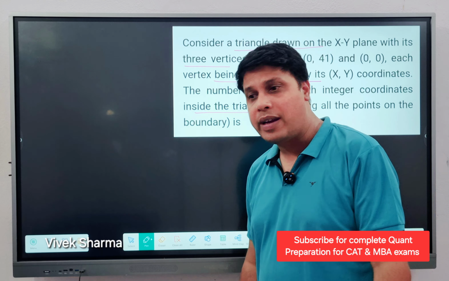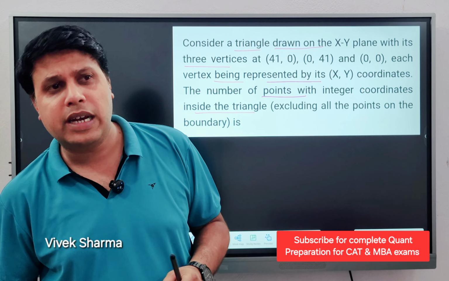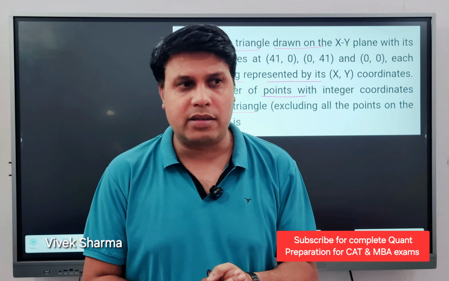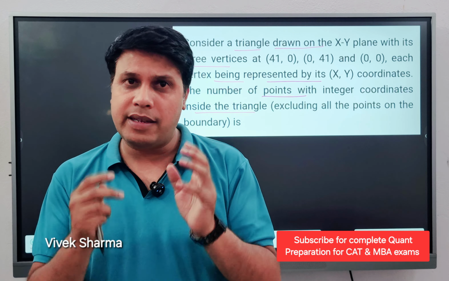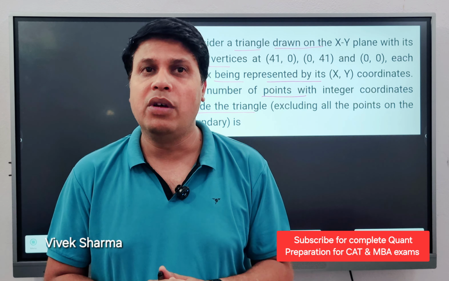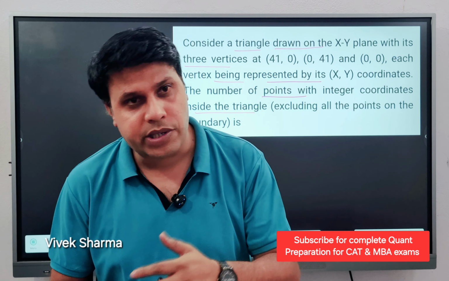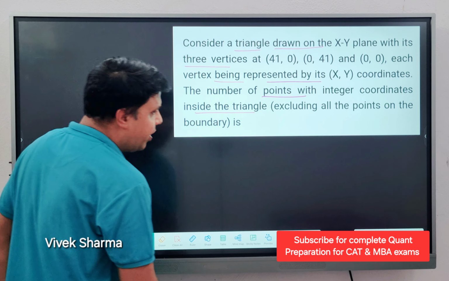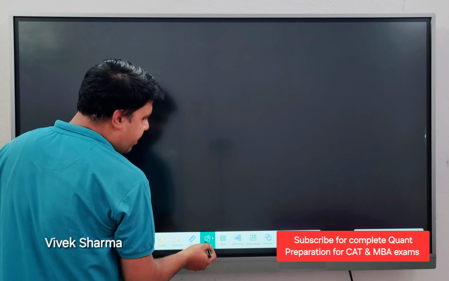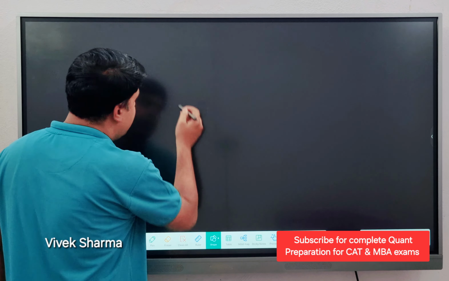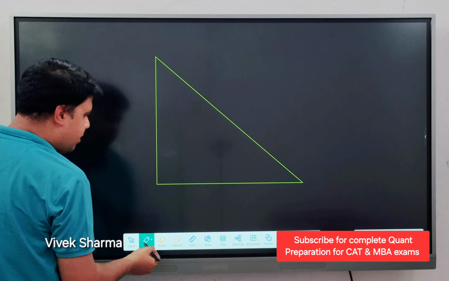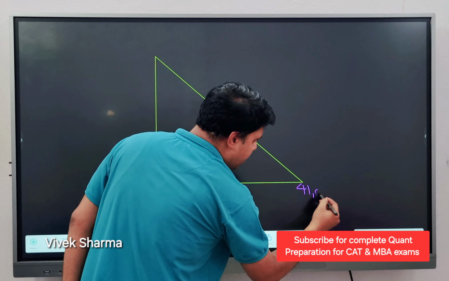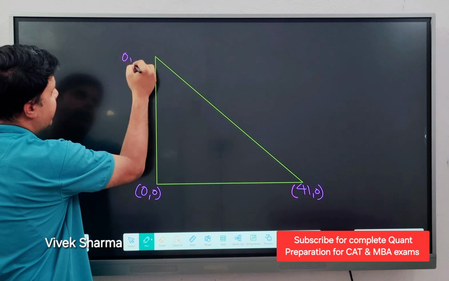If you are aware of a little bit of coordinate geometry, you must try the question, and you will feel the challenge of how to solve it easily. There is a very important result I am going to tell you, which you can use for such questions. First of all, let me draw the triangle. I have to make a right angle triangle. This is (0, 0), this is (41, 0), and this is (0, 41).